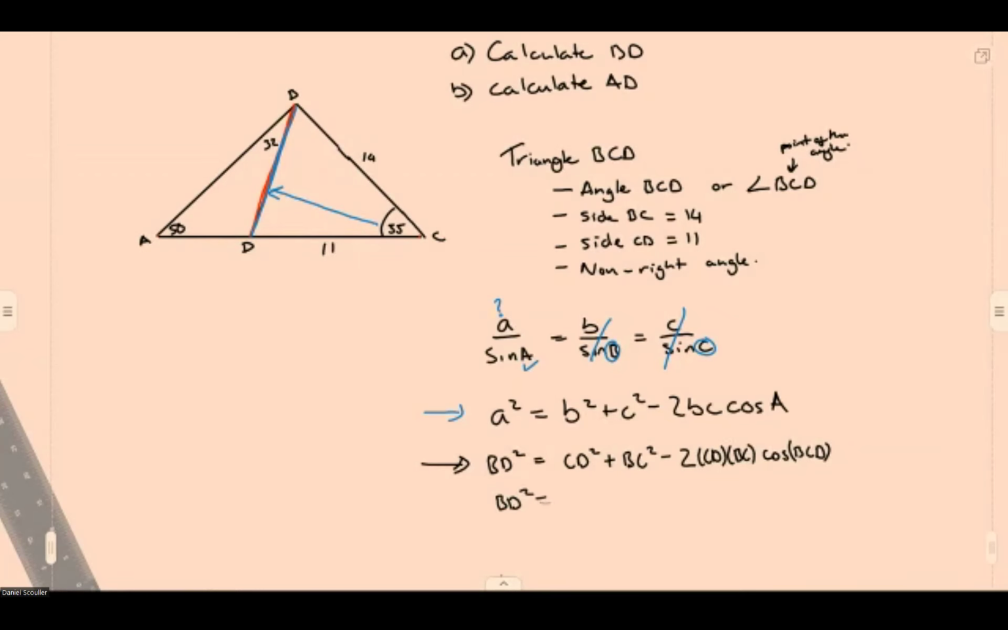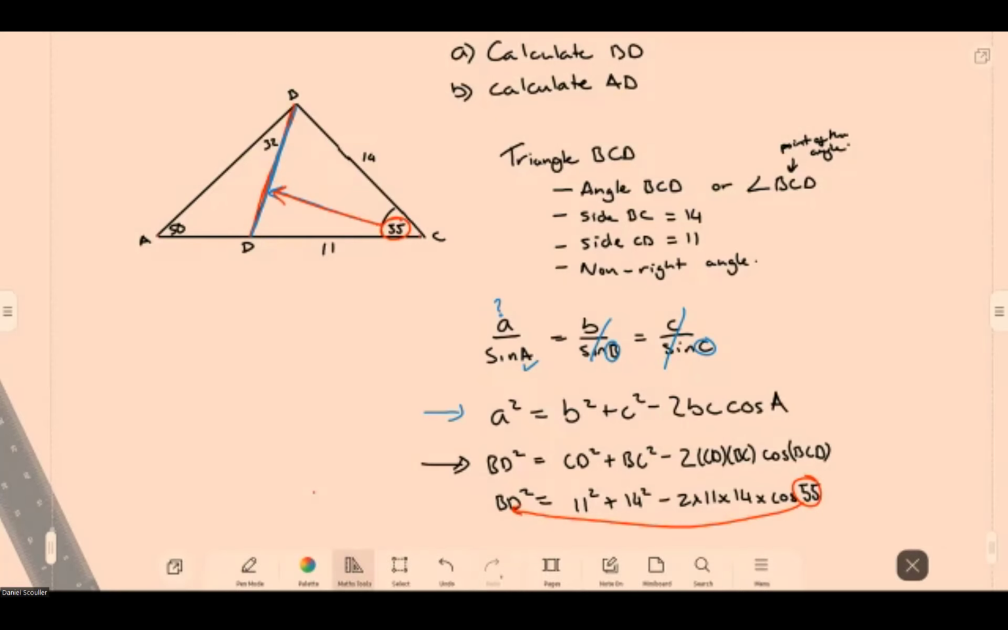Putting the numbers in, CD is 11, plus BC, which is 14, minus 2 times 11 times 14 times cos of 55. Now remember, the angle we're using is the angle that's opposite the side that we're trying to find. The angle we're using is opposite the side we're trying to find.